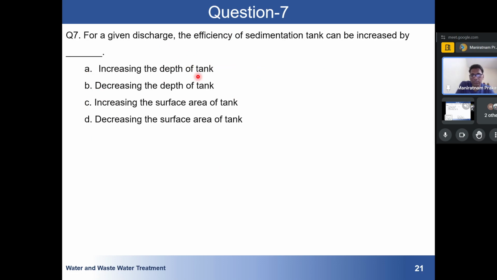So this is an interesting question. Again, I would like you to solve it. For a given discharge, the efficiency of a sedimentation tank can be increased by: I have used this term efficiency. There are four options: increasing the depth of the tank, decreasing the depth of the tank, increasing the surface area of the tank, decreasing the surface area of the tank. Okay.